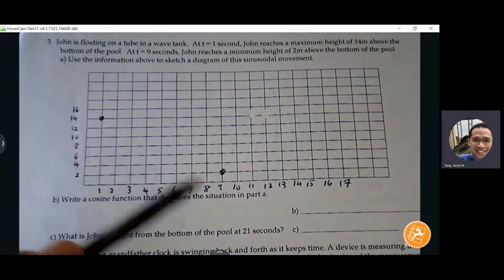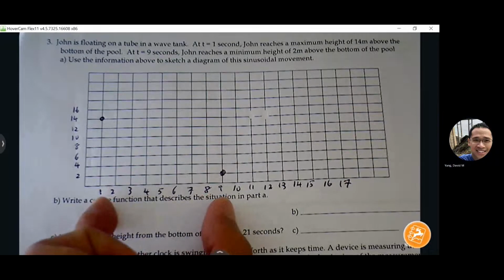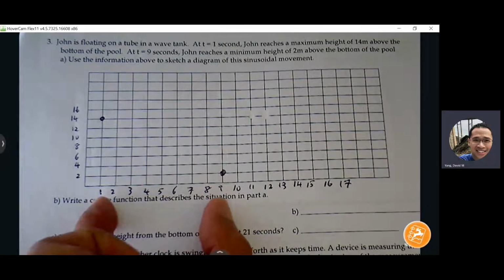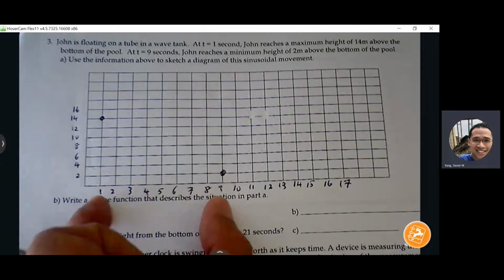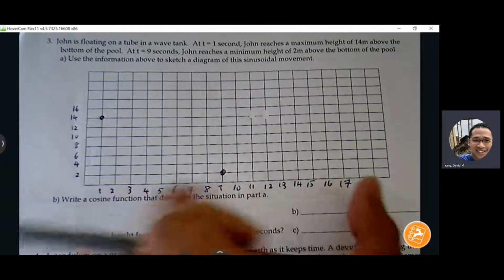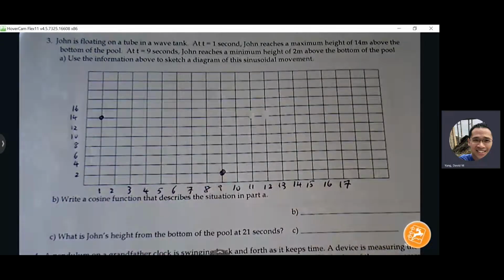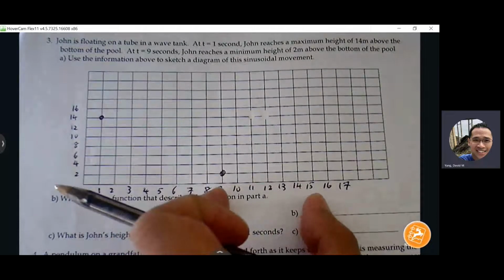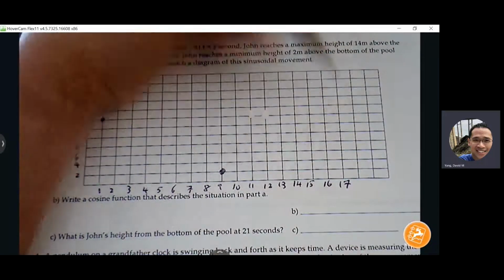Okay, peak to minimum. How much of the period have we accomplished? Half. So half the period is what? 9 minus 1, which is 8. So if the half period is 8, the full period is what? 16, right? So 8 and 8, 16. So 9 plus 8 will go to 17. So 17 is where the cycle ends.